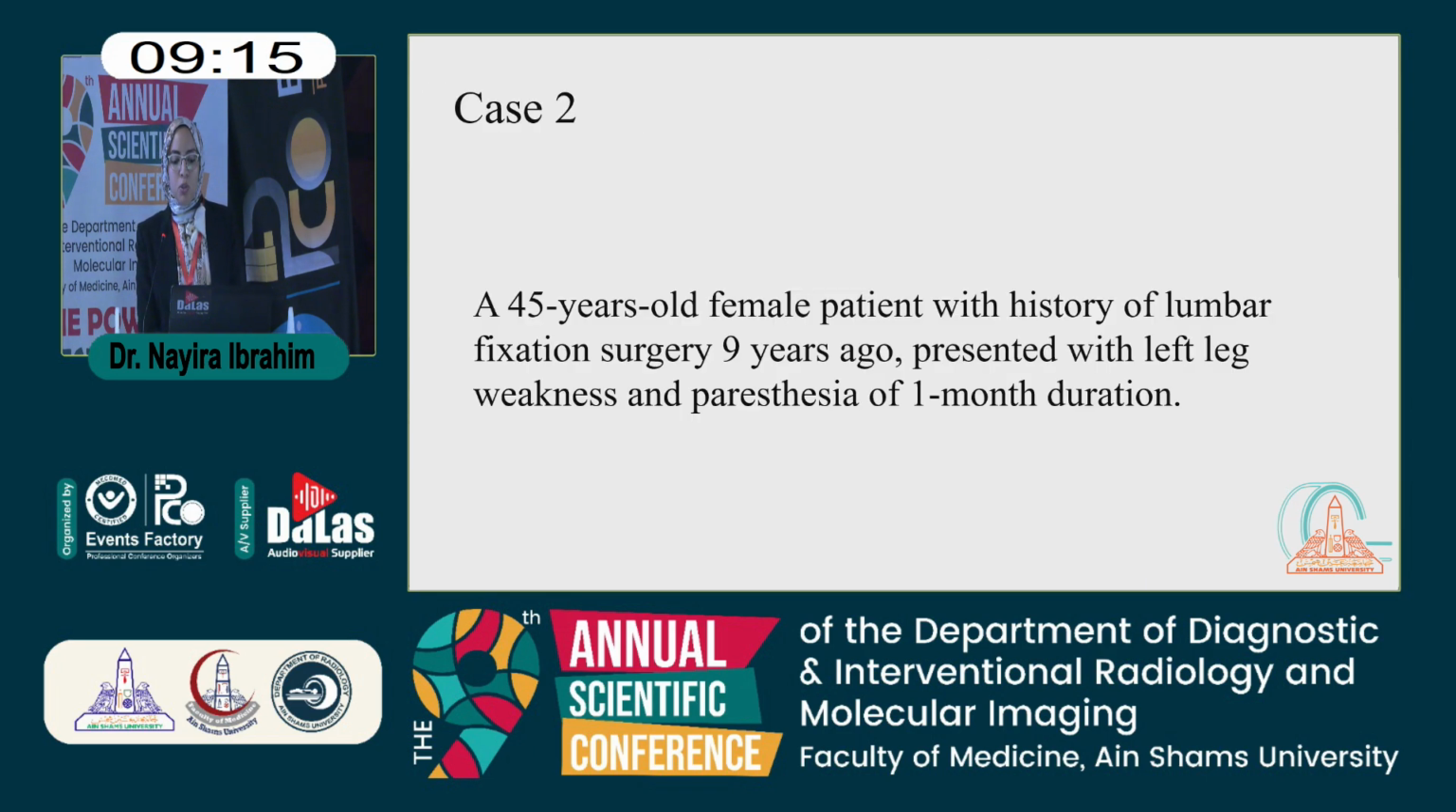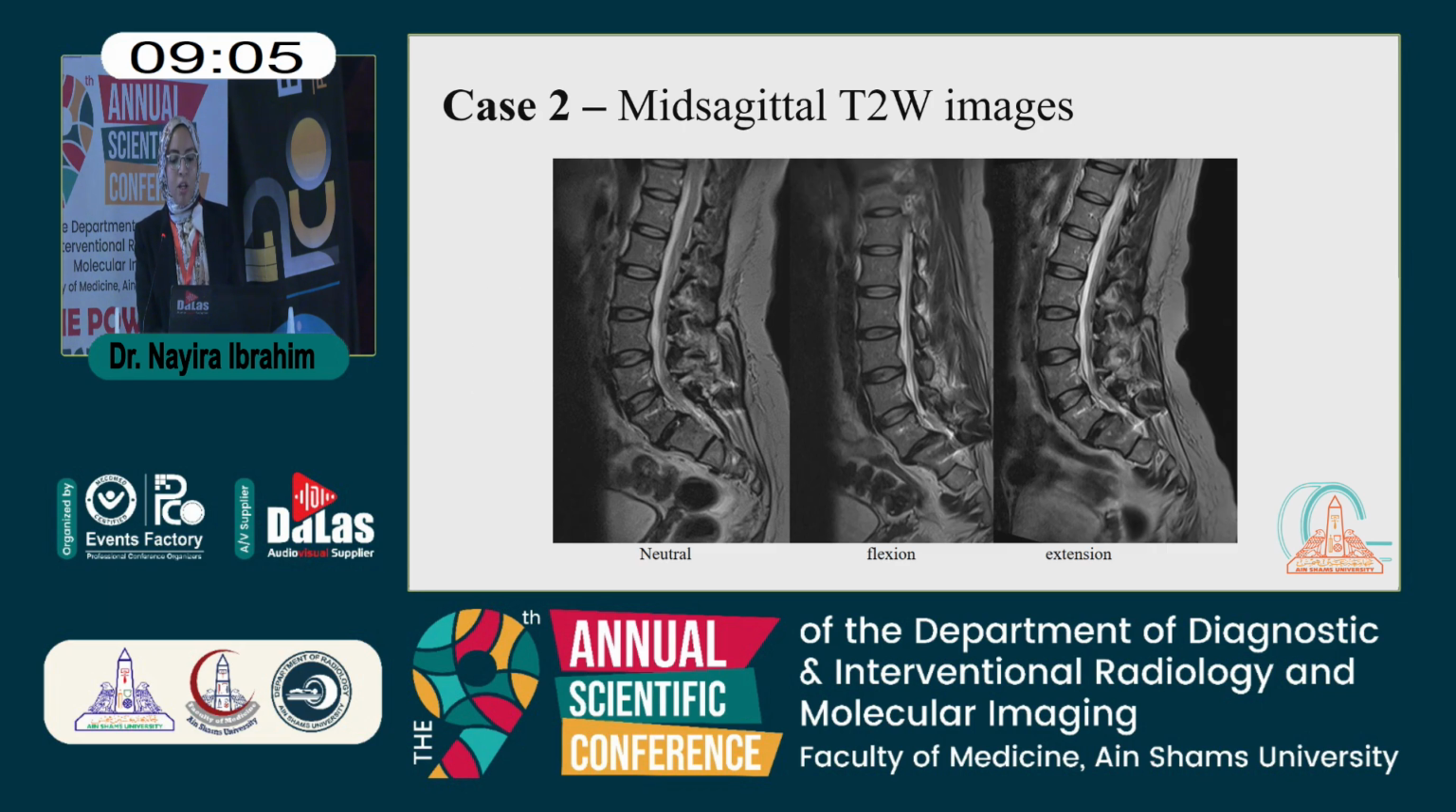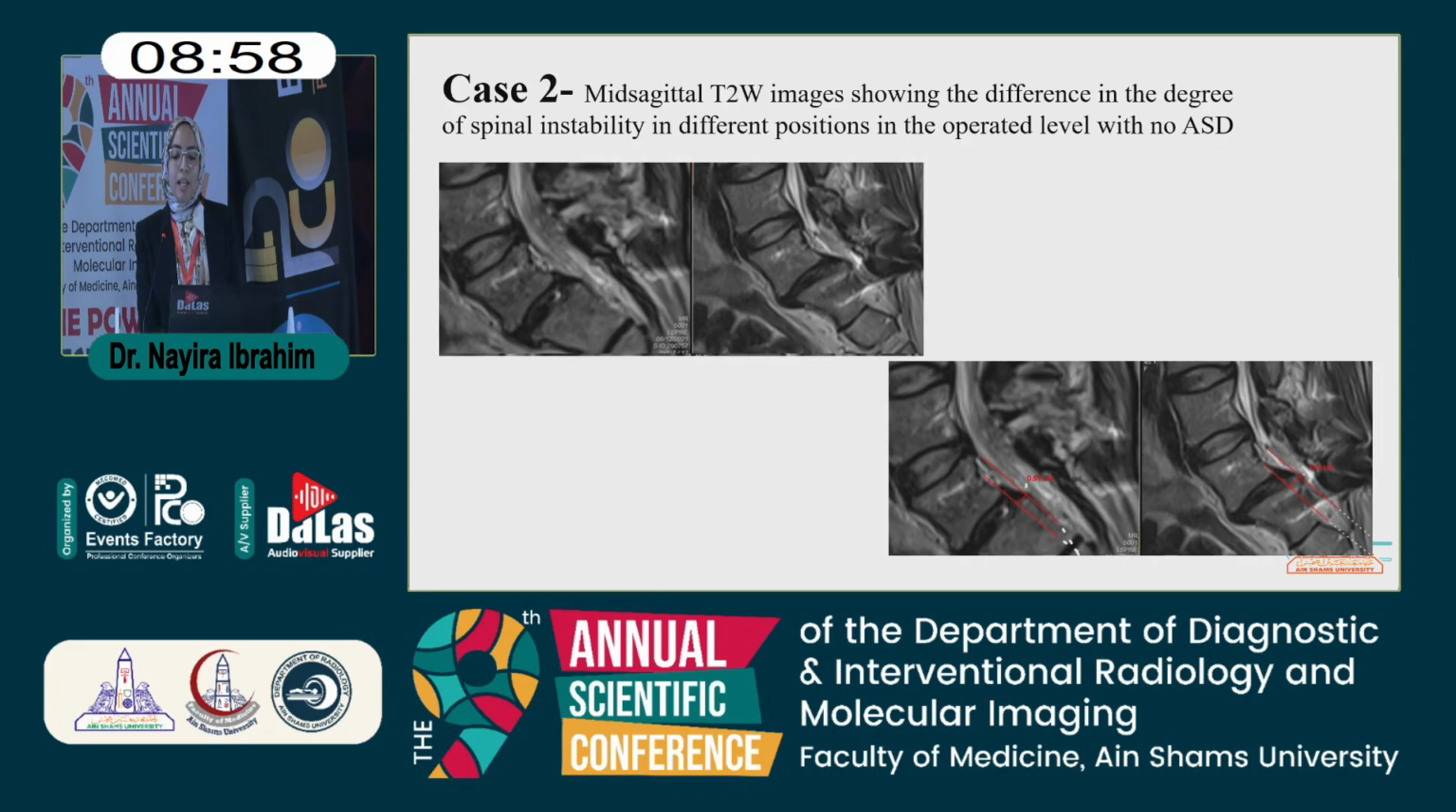Another case is a 45-year-old female patient with history of lumbar fixation 9 years ago, presented with left leg weakness and paresthesia of 1-month duration. Here are the mid-sagittal T2 images of the 3 positions, and now let's see some zoomed images. We can see evidence of spinal instability as shown by more forward displacement of L5 over S1 vertebra.